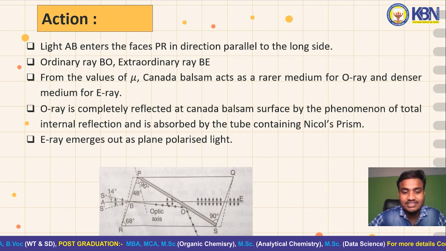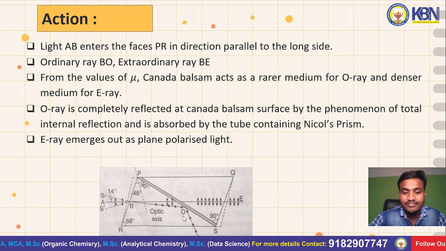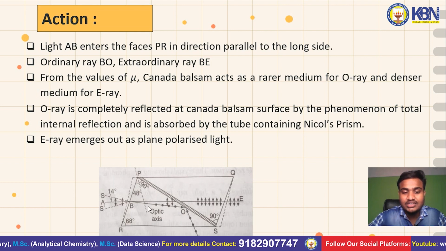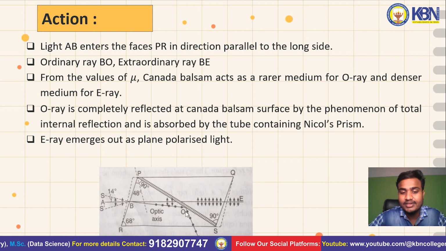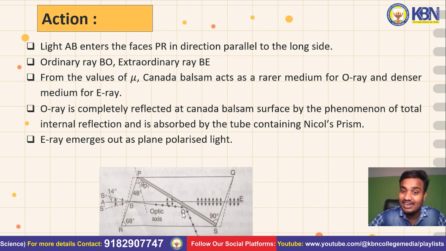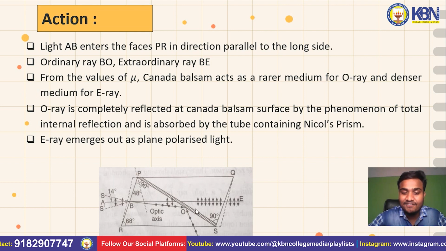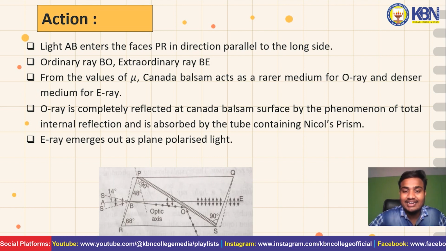Now I am considering the case of the ordinary light. As you know, the Canada balsam is acting as a rarer medium for it, which means the ordinary light is acting as if in a denser medium. When a light ray travels from a denser medium to a rarer medium with the angle of incidence greater than the critical angle, the ordinary ray is completely reflected at the Canada balsam surface by total internal reflection and is absorbed by the tube containing the Nicol prism.